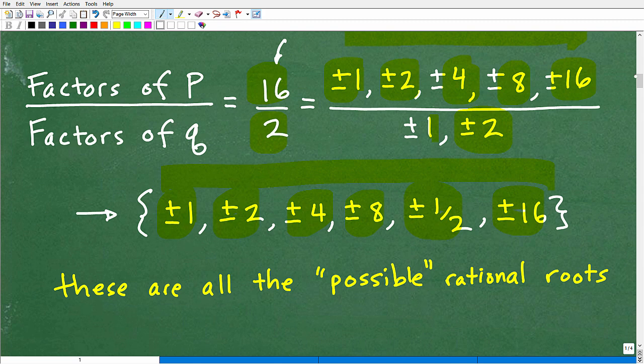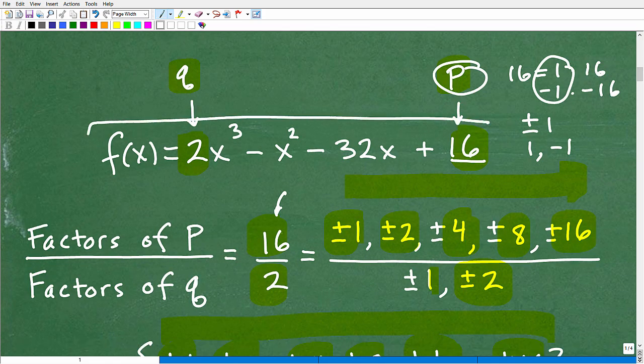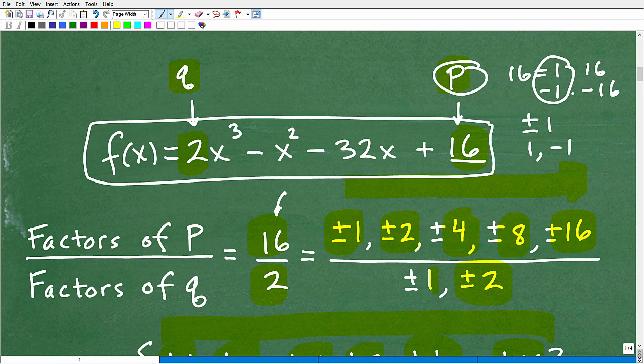There's no guarantee, no absolute certainty that this polynomial function has rational roots. We just don't know. I do know that it has 3 roots, and they could be real or imaginary. There are other theorems that can help us with this, but the rational root theorem is just one of the rules and techniques that you need to know, and it's very, very important.